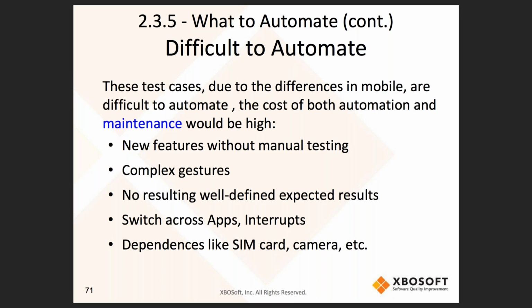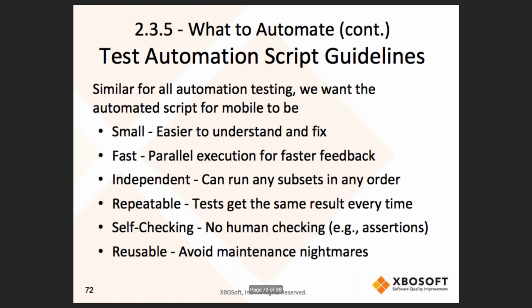Test automation script guidelines. When you're making a script, make it small, make it easy to understand, easy to fix, make it fast, so that you can do parallel execution for faster feedback. And that can be arranged through a continuous integration platform like Jenkins.